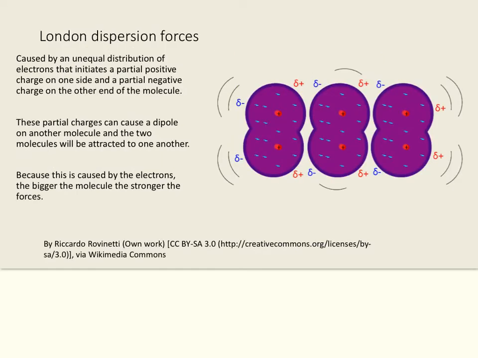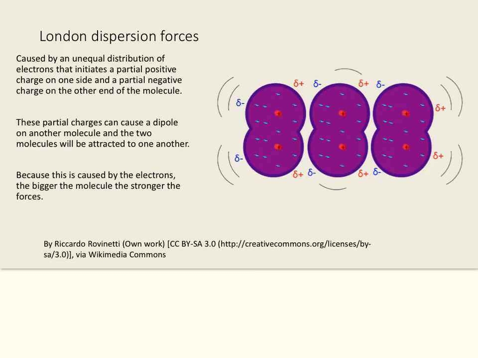All right, London dispersion forces. This is one of the forces that I always had problems visualizing because I thought it was kind of intuitive that this could happen, but that it could be such a strong force was kind of confusing to me, but it is. It's caused by an unequal distribution of electrons that initiates a partial positive charge on one side and a partial negative charge on the other side of a molecule.